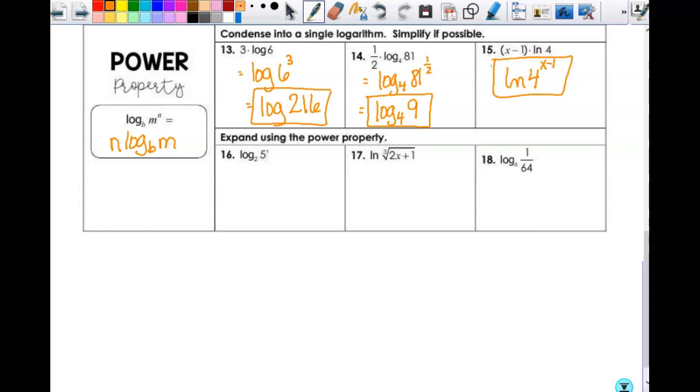So now we're going to expand. I'm going to take, this is log base 2 of 5 to the x power, so x comes out front. This becomes x times the log base 2 of 5. And I'm done.